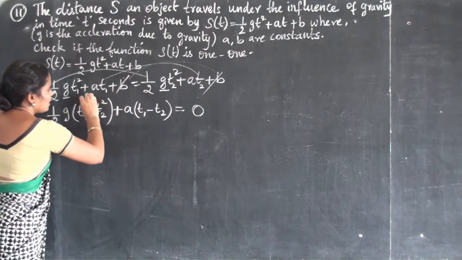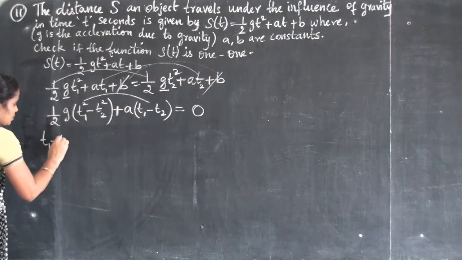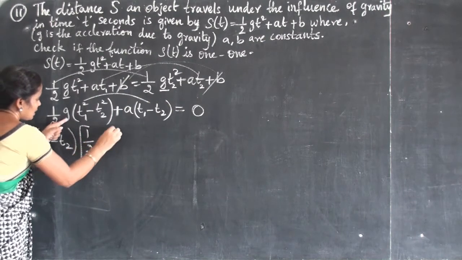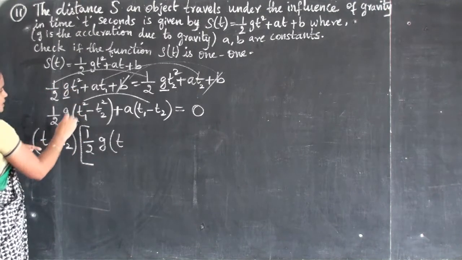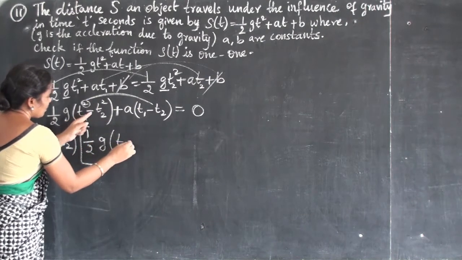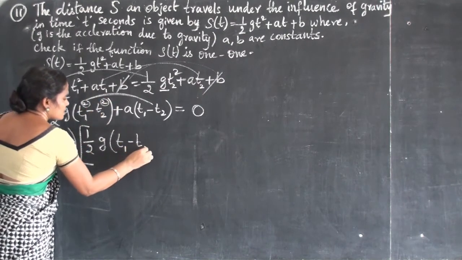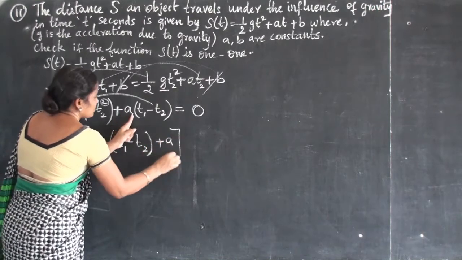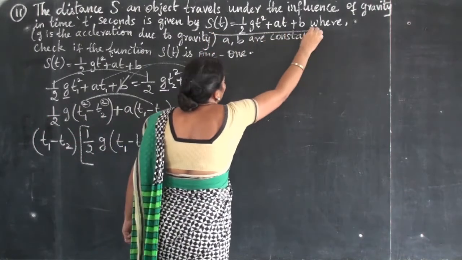And taking t1 minus t2, both are common. So taking t1 minus t2 as the common element, write the remaining: 1 by 2 g times t1 plus t2. One term is taken out as common element, isn't it? So write the remaining. Here the square will go off, we will be having only the terms t1 plus t2, plus a, is equal to 0.